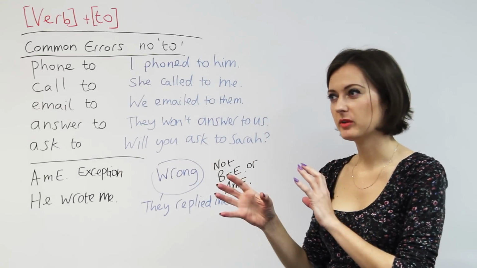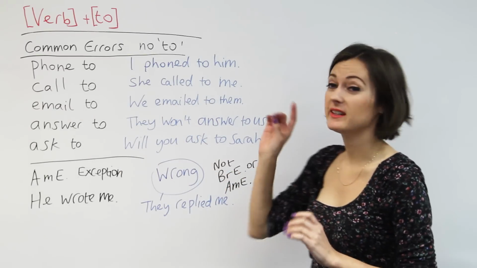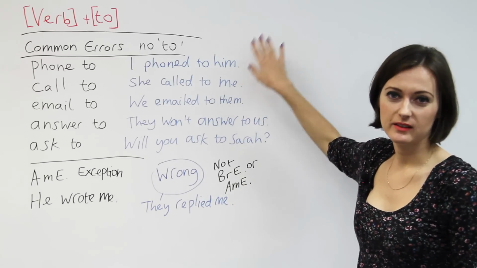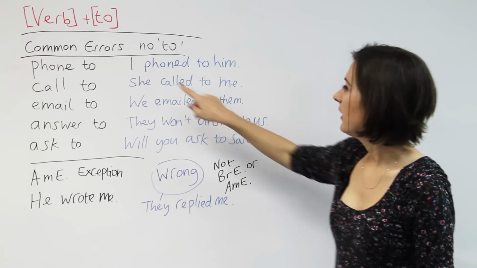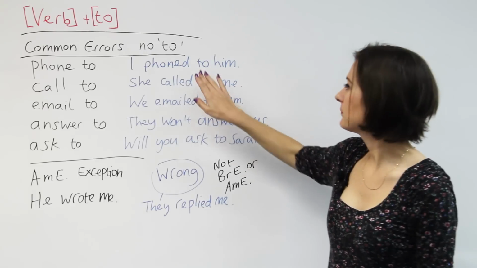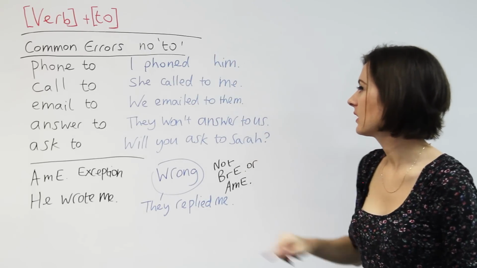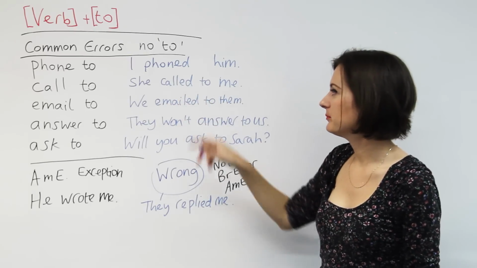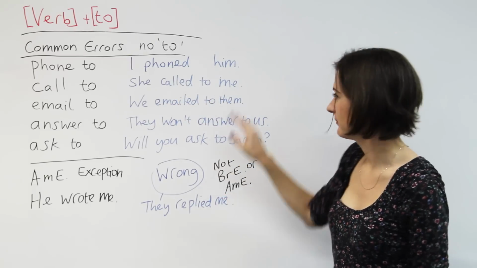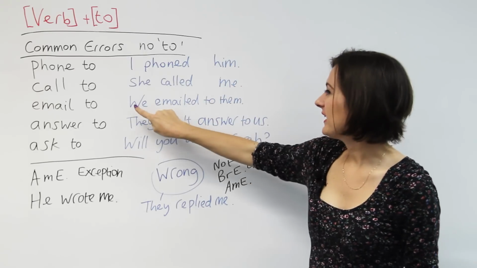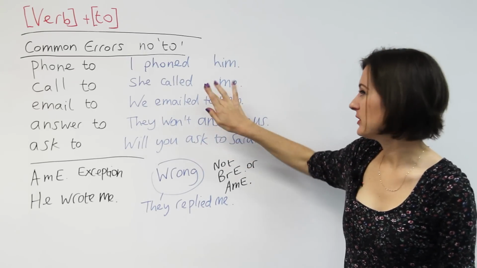So sometimes I'm observing mistakes with these verbs, and that's what I want you to know. In our example sentences, these are all wrong. We need to make changes. I phoned to him. No to. We don't need to. She called to me. No to. You're starting to get it now. No to. We emailed to them. No to.